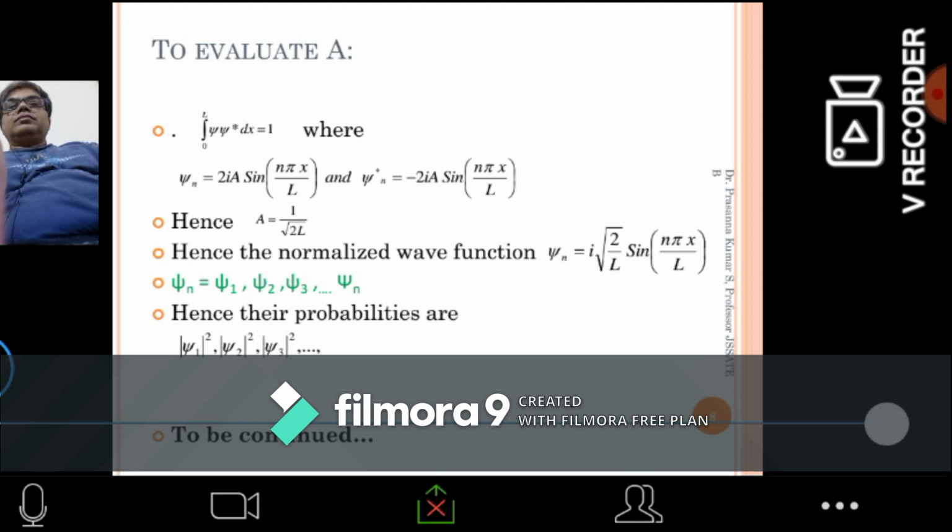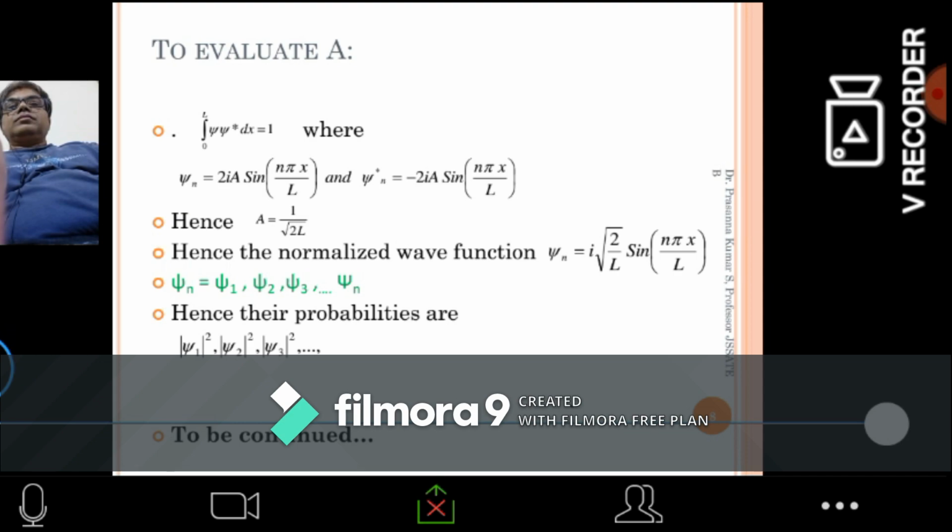When n equal to 2, the second state, psi 2 is equal to i times root of 2 by L sin of 2 pi x by L. Like that I'll keep on writing. So you have a series of wave functions, psi 1, psi 2, psi 3, psi 4, and so on. Their probable values are psi 1 square, psi 2 square, psi 3 square. These are real quantities now. So psi is a complex number. You will get the value only when you multiply it by its conjugate, that is psi 1 square, psi 2 square, psi 3 square.